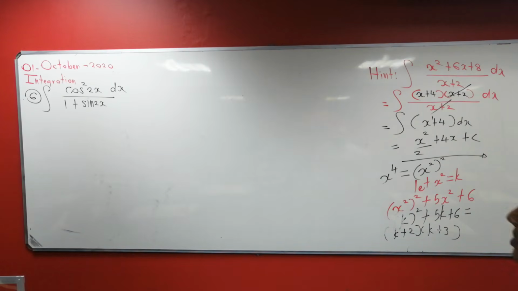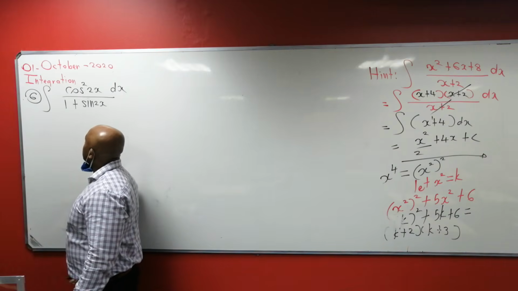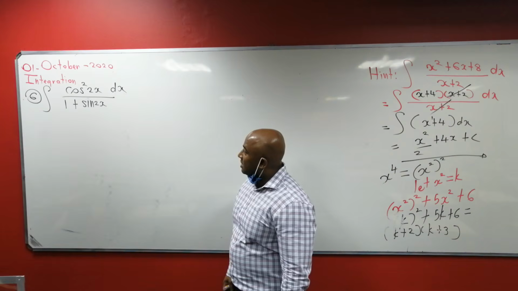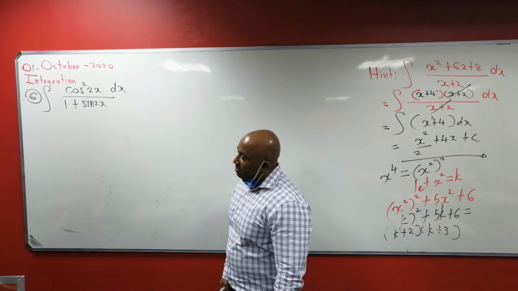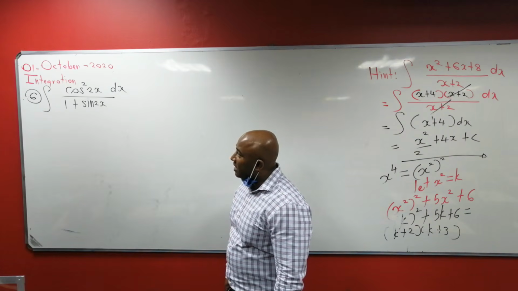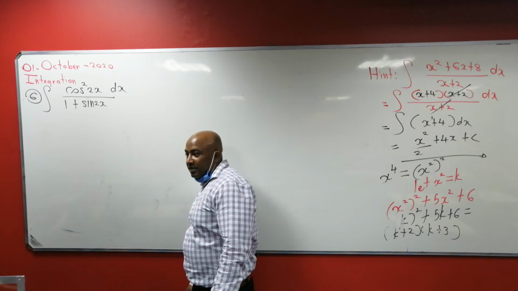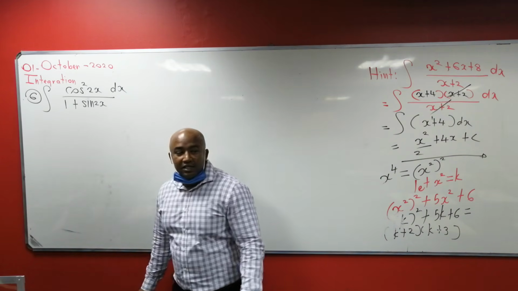Our next example, number 6. So here we got cos squared of 2x divided by 1 plus sine 2x. What can we do now? Right, because definitely this is not in standard form. So we need to simplify. So the hint is these examples that we've just done now.